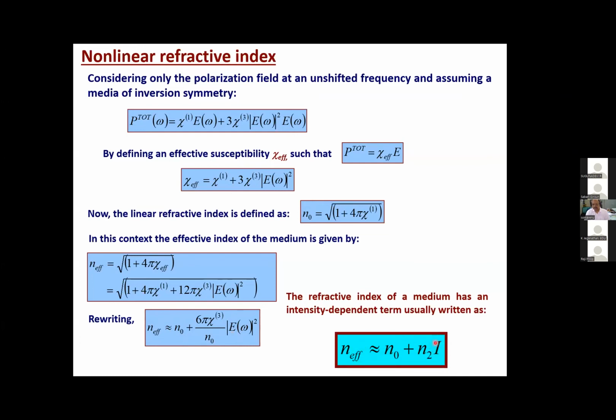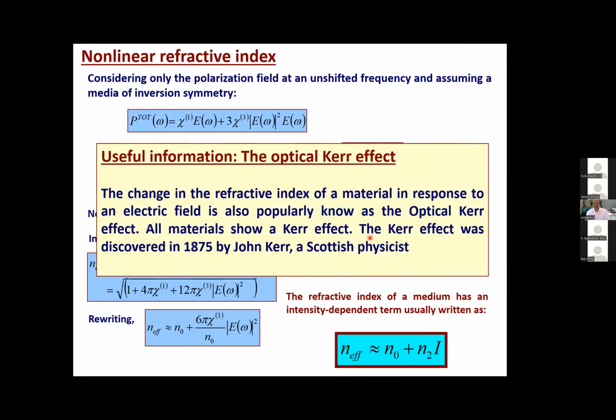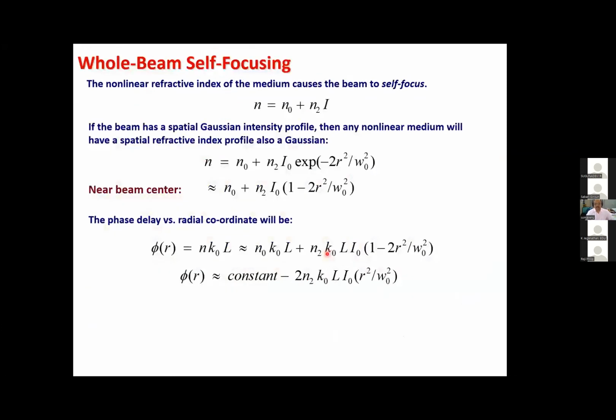So depending on the I, this whole term will be comparable to this. If I is too small, this whole term is very small. Therefore, it more or less is close to n0. So this is an intensity dependent nonlinear refractive index. Based on the intensity and the magnitude of n2, your n effective will change, and that gives rise to exotic phenomena. The change in refractive index of the material with respect to electric field is known as the optical Kerr effect. This was discovered by John Kerr, a Scottish physicist, way back in 1875.